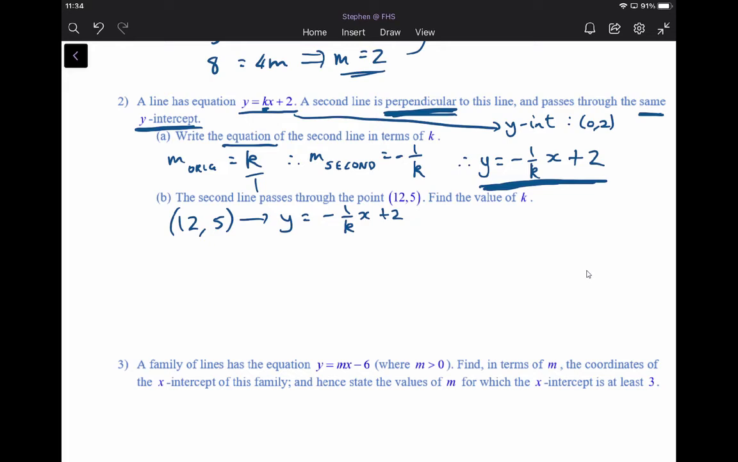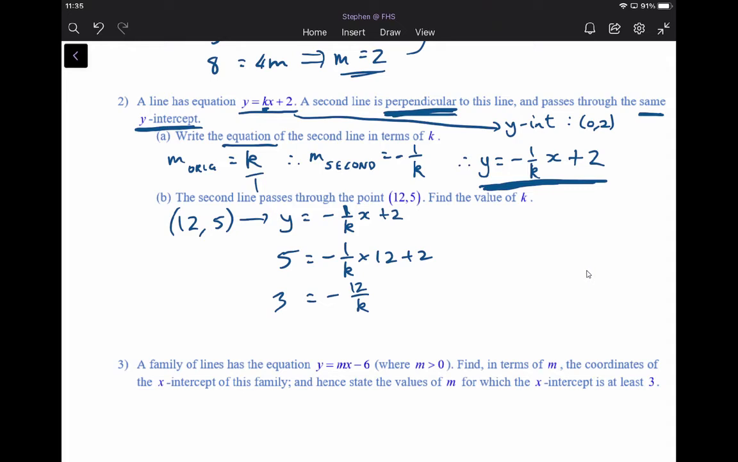Right, let's work out what this involves. So I'm going to replace y with 5 and x with 12. So 5 equals negative 1 on k multiplied by 12, plus 2. Subtracting 2 from both sides and then also simplifying the fraction. So 5 minus 2 is 3, and negative 1 on k times 12, that's just negative 12 over k.